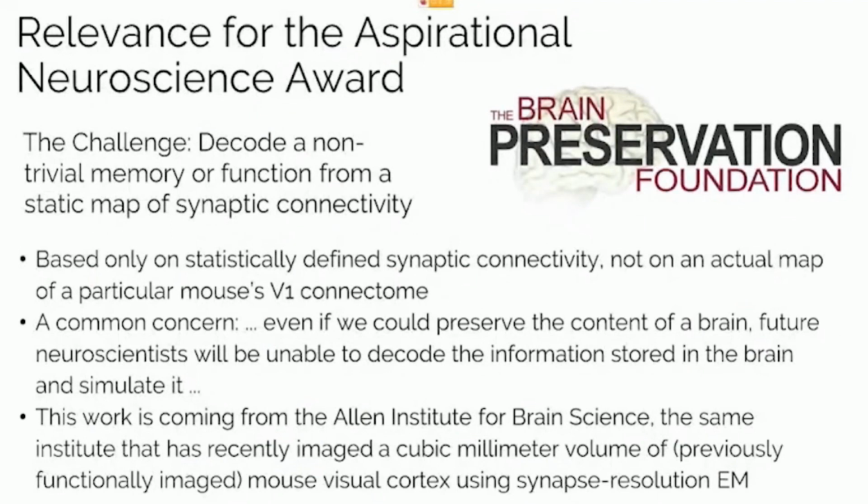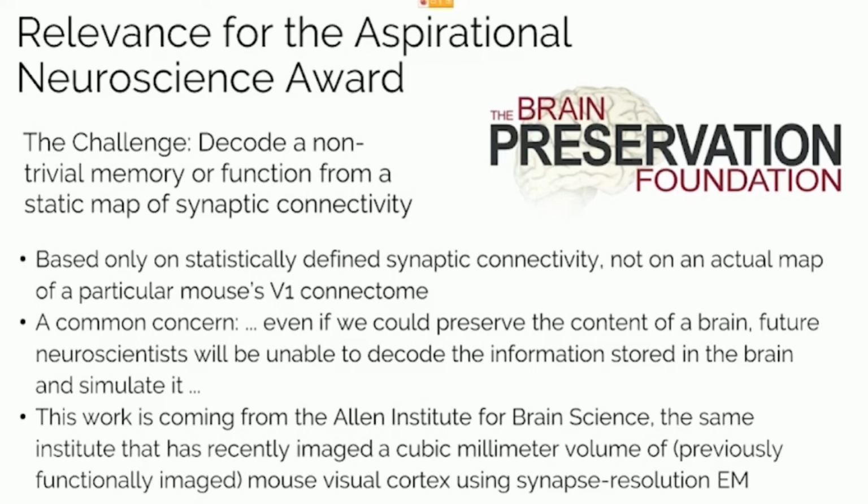Then my final slide, I thought I should say a few words about this, how this work relates to the Aspirational Neuroscience Award. The challenge is to decode a non-trivial memory or function from a static map of synaptic connectivity. As we've seen, the connections in this model were based on statistically defined synaptic connectivity. So we had a certain probability distribution of the probability of connection and the strength of a connection, and not on an actual map of a particular mouse's connectome. But it seems clear that the modeling and analysis tools developed here are geared towards that eventual goal. The computational requirements would seem equivalent in terms of the number of neurons and synapses that have to be simulated.